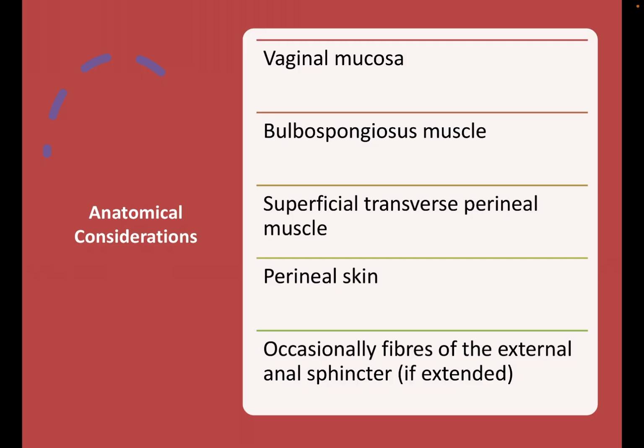What are the anatomical things we have to consider? One is vaginal mucosa, next is bulbospongiosus muscle, then superficial transverse perineal muscle, perineal skin, and occasionally fibers of the external anal sphincter if extended.